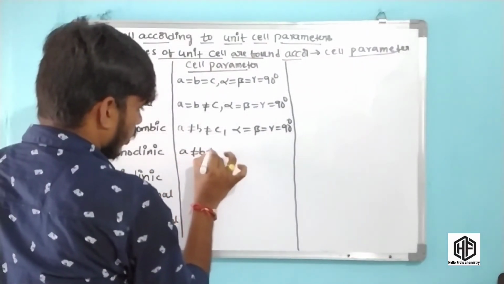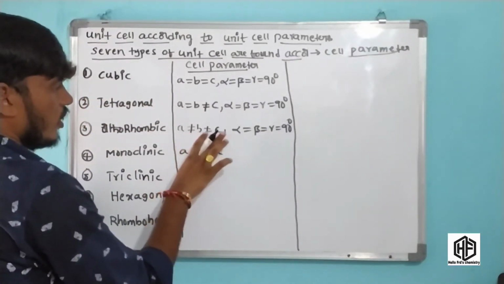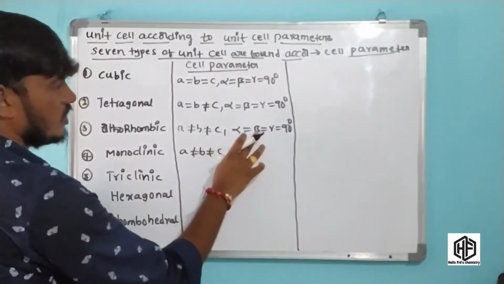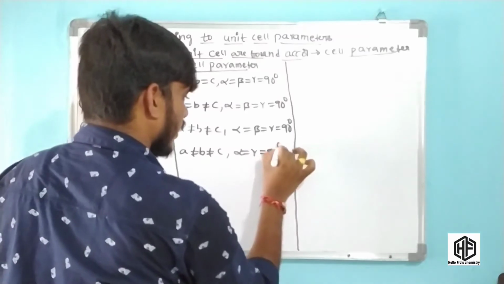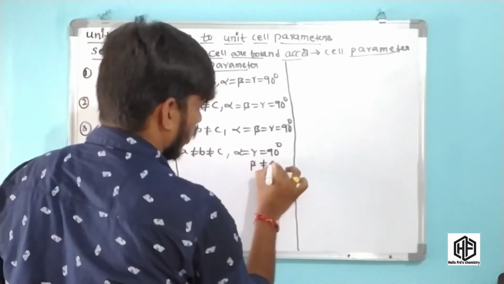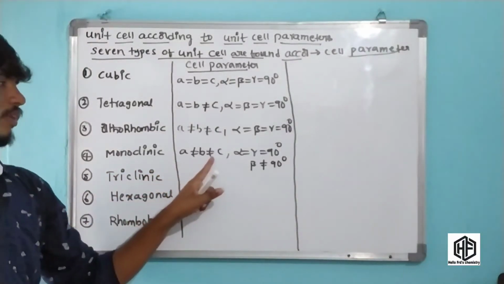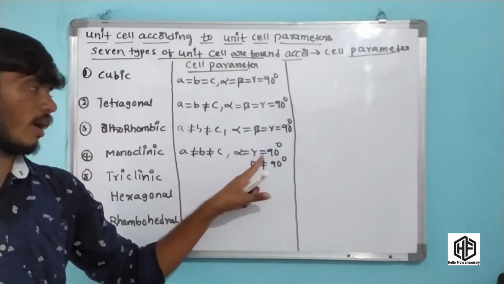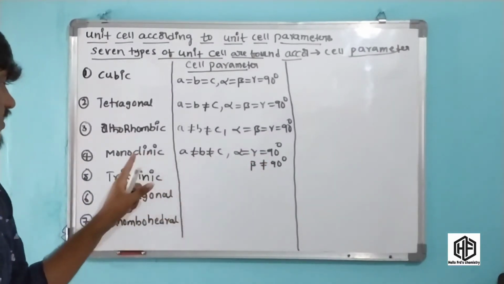And monoclinic is a not equal to b not equal to c. Okay friends, this is the same, a not equal to b not equal to c, but this is the difference. This is the variation: alpha is equal to gamma is equal to 90 degrees, but beta is not equal to 90 degrees. In monoclinic, the lengths are different, and alpha is equal to gamma is equal to 90 degrees, but beta is not equal to 90 degrees.